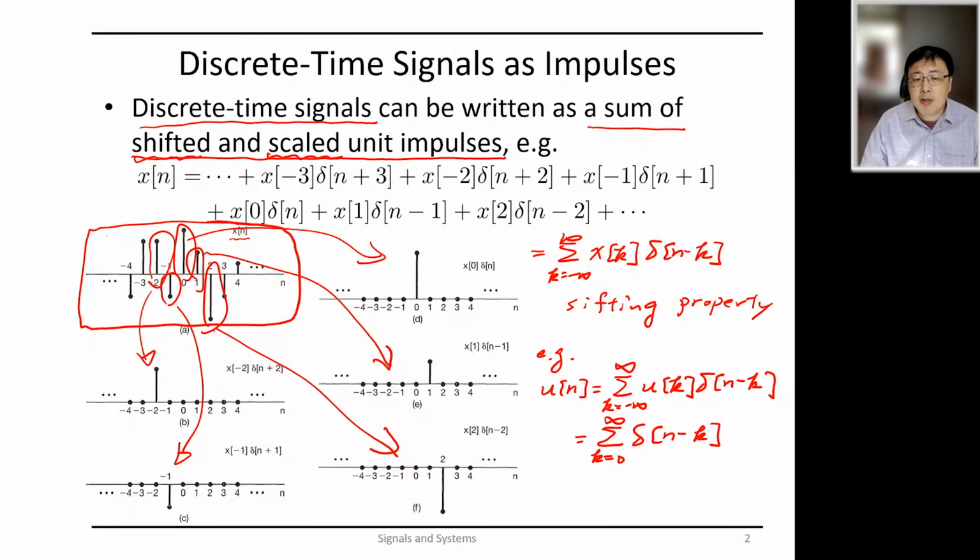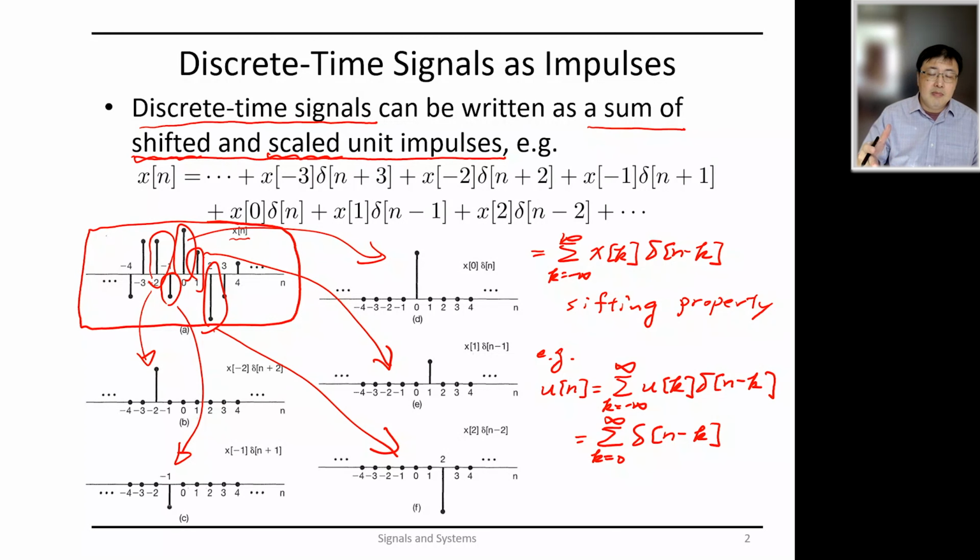Do you have any questions about this? Okay. So basically, what we're saying here is that for any discrete time signal, we can view it as a superposition of these unit impulses at different time instants. Okay.